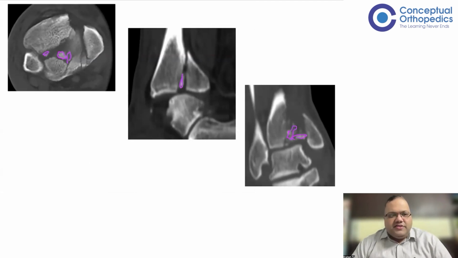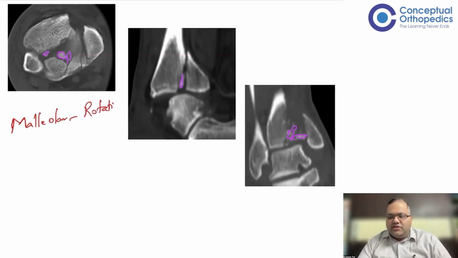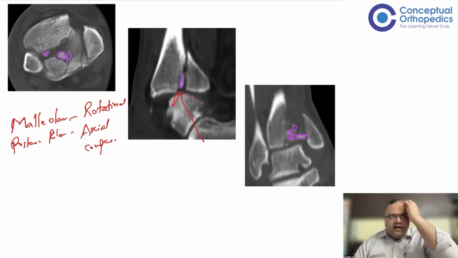Separate fragments which are usually not seen in ankle injuries. Now, that is exactly how this particular fracture is different from a malleolar fracture. When you're talking of a malleolar fracture, the typical Weber type fractures, these are because of rotational forces, whereas posterior pilon fractures are because of axial compression. The talus goes and hits against the posterior malleolus and fractures it.